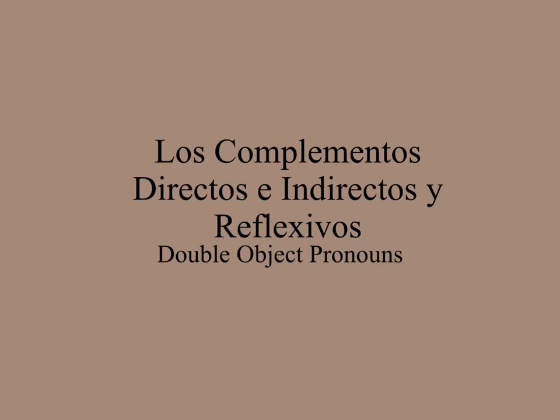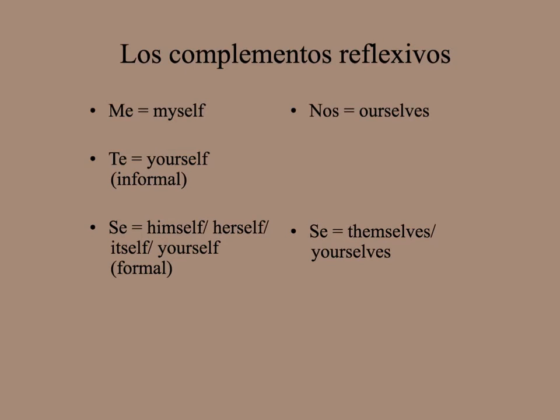Okay, estudiantes, we're going to talk about double object pronouns. So what do you do when you have more than one pronoun in the same sentence? First of all, we're going to review the 3 different types of pronouns that you already know. You know your reflexives, right? Remember, they indicate that an action is done to a person's self. Okay, so me, te, se, nos, and se.